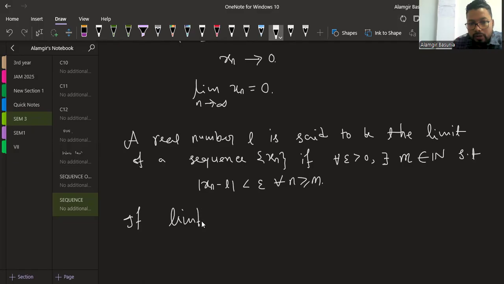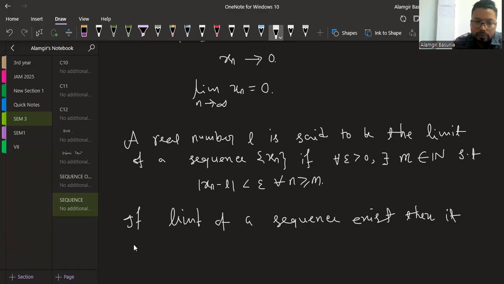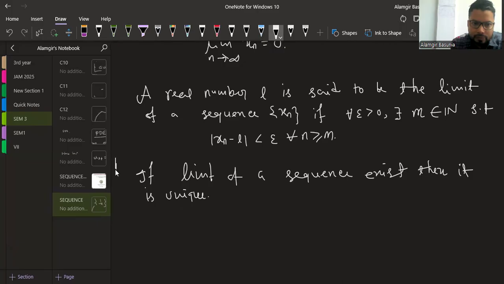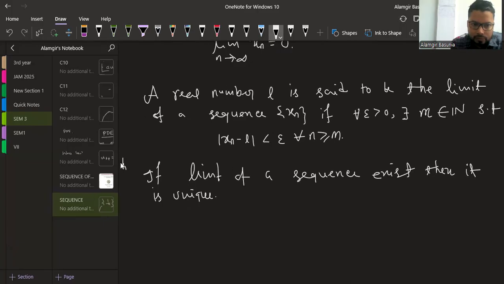If the limit of a sequence exists, then it is unique. Okay, here you can see the proof. This is a theorem. Here is the proof.